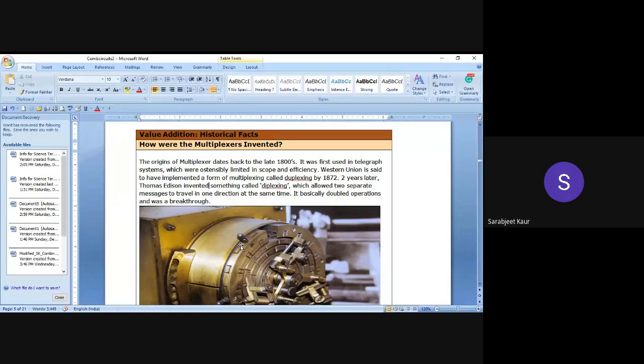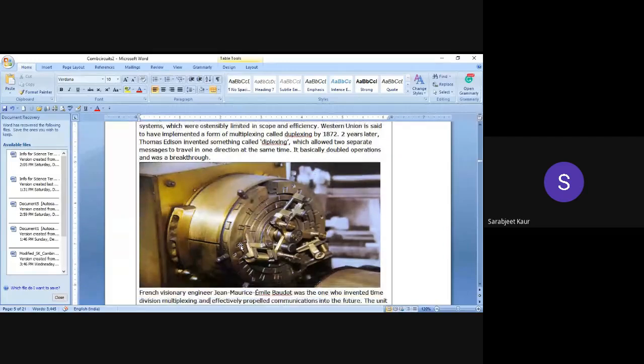After this, please see, Thomas Edison invented something which was called diplexing. So instead of multiplexing, diplexing, which allowed two separate messages to travel in the same direction at the same time. So it basically doubled the operations. Using the same line, two messages were sent instead of one, which led to a double throughput and therefore was considered a breakthrough.